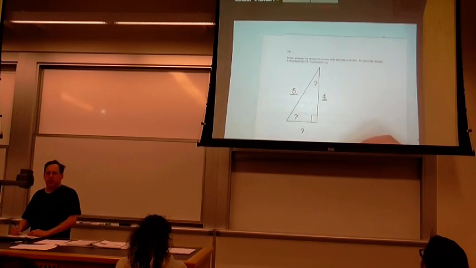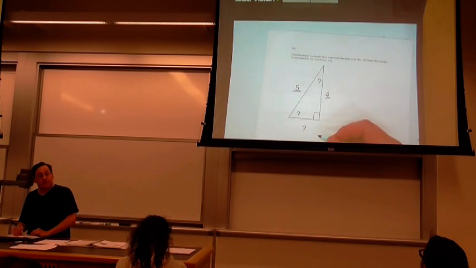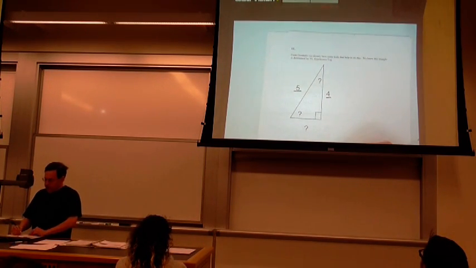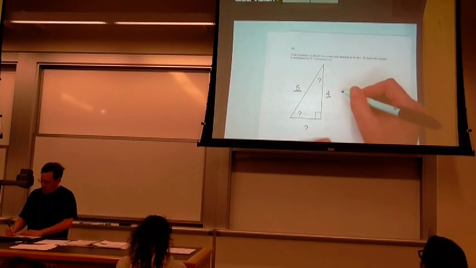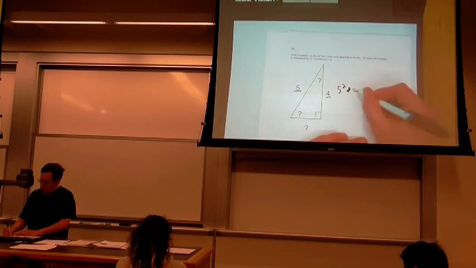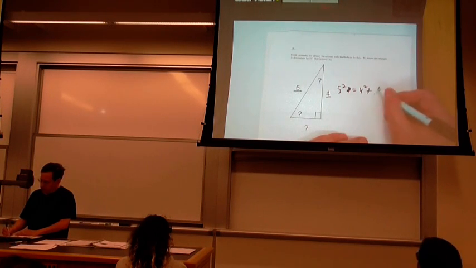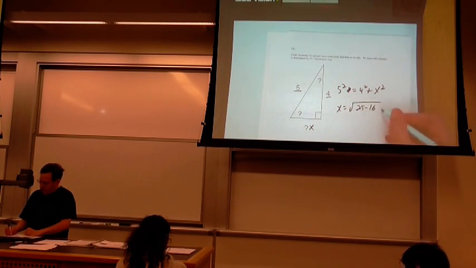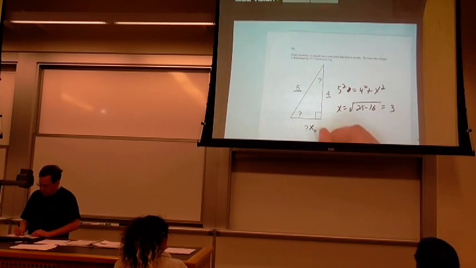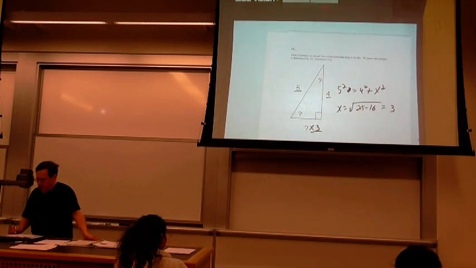This is a good triangle to remember for the SATs, if any of you still need to take that. 3, 4, 5, right triangle, right? Or, if the numbers aren't so nice, we can see that 5 squared equals 4 squared plus x squared, or x is the square root of 25 minus 16, which of course is square root of 9, or 3. All right, so that's pretty easy.